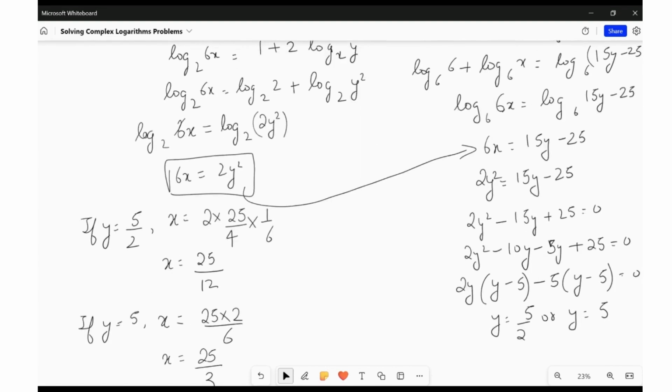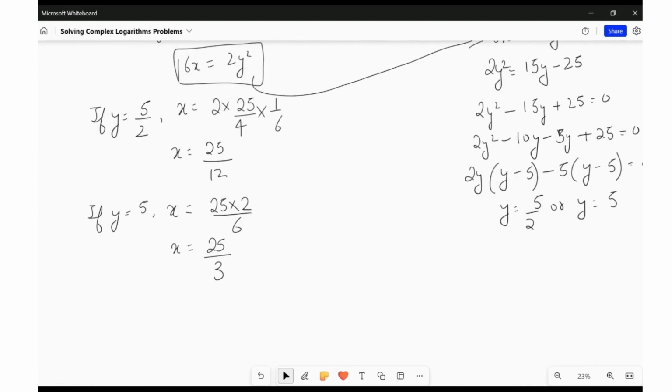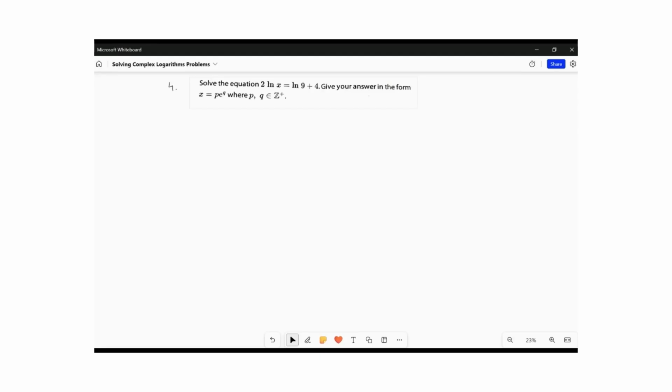So that's how we solve these simultaneous equations. Now for the fourth question, we again have an equation. This time we have ln. Now some of you might be familiar with this concept, but I'll explain this. So ln is nothing, it is just log of something, say a, to the base e.